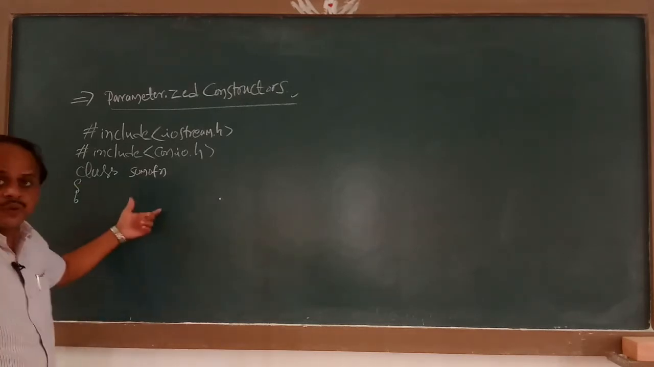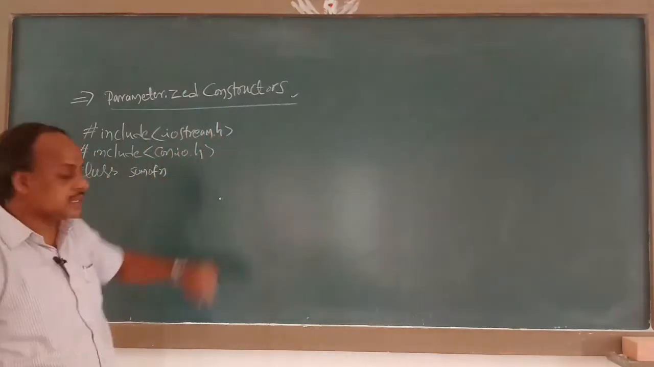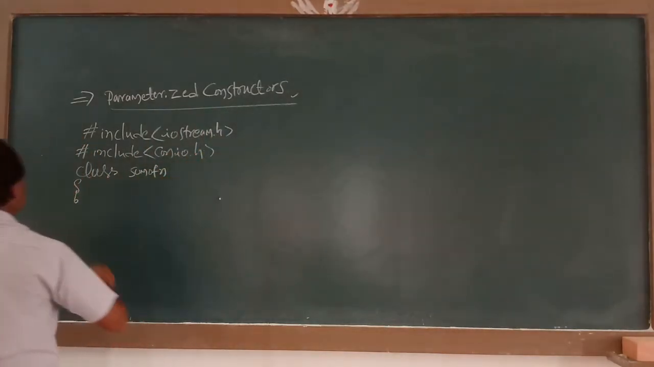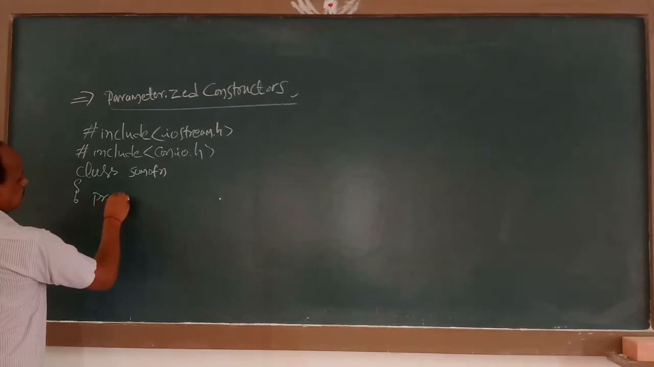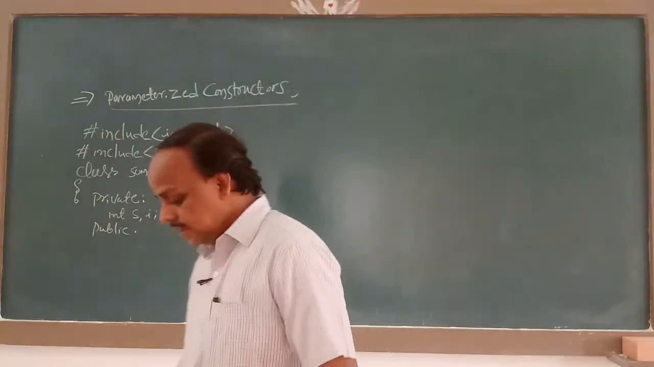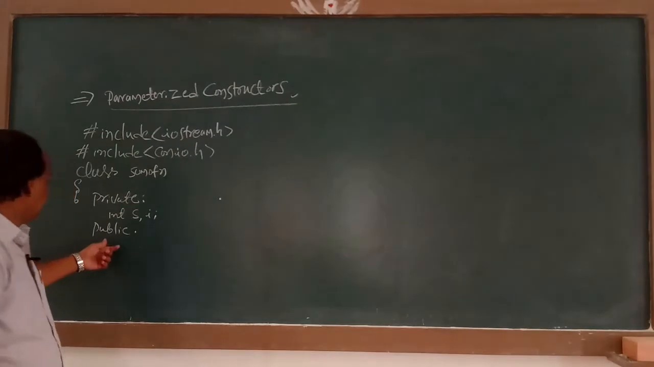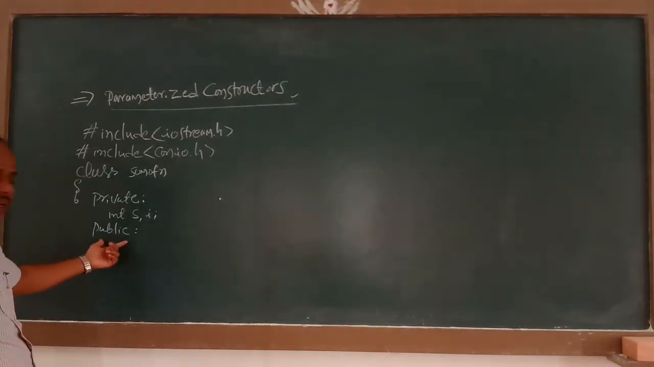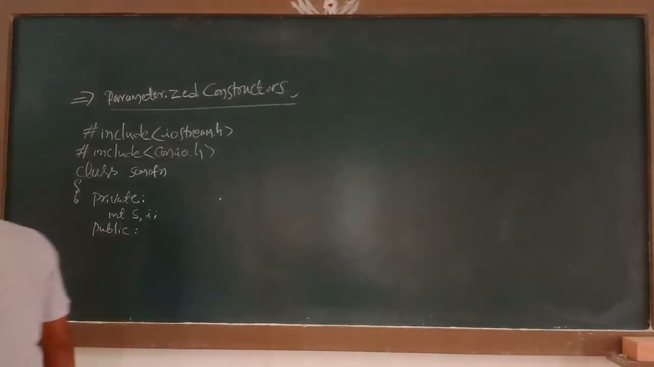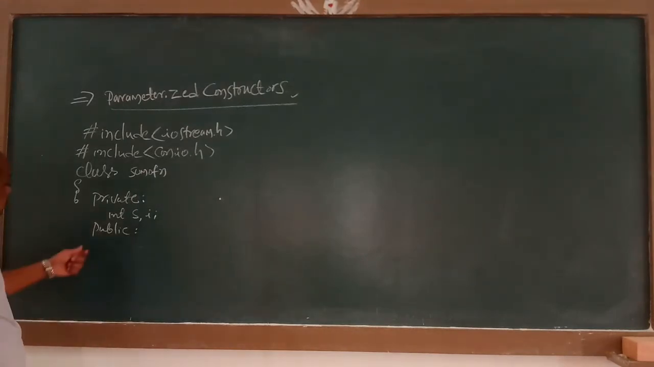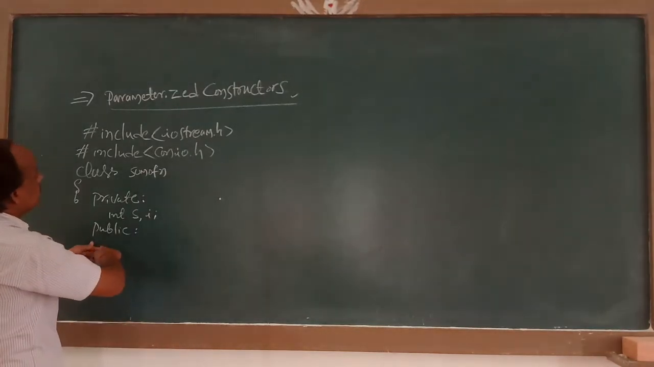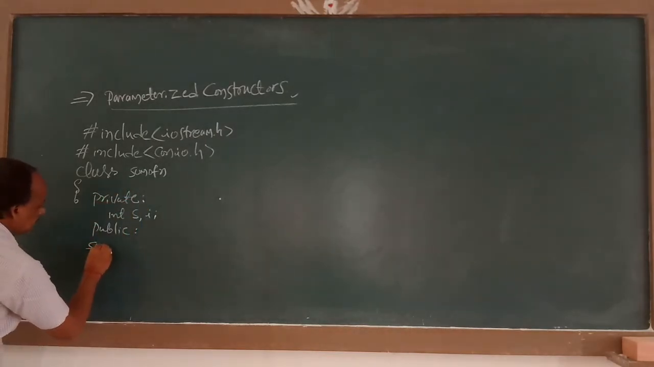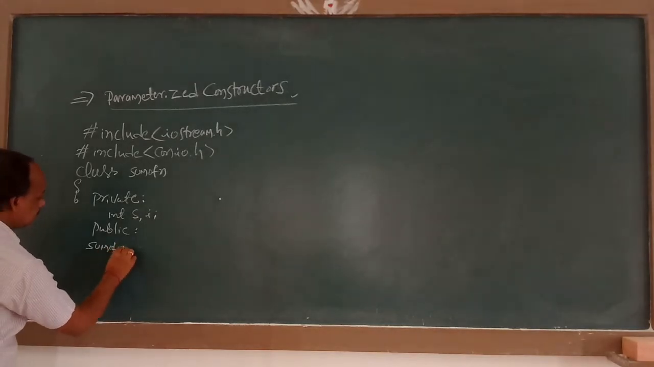So here I am using this parameterized constructor concept. Therefore, here in private, now I have to declare a parameterized constructor. All constructors must be declared in the public section. Therefore, I am writing public, and I am taking the parameterized constructor. The constructor name is the same as the class name. Sum of n is the class name. Therefore, sum of natural number.